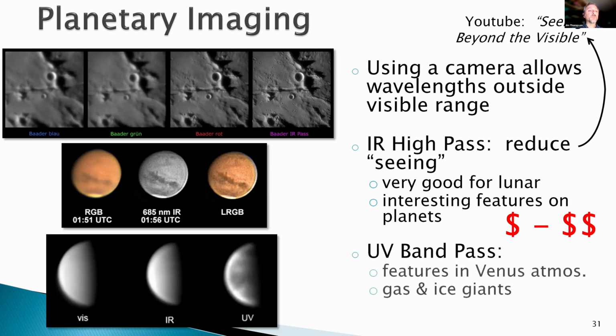UV bandpass filters are also popular for those interested in imaging structure in the clouds of Venus, or for imaging methane distributions in the clouds of the gas and ice giants. There are few vendors of UV bandpass filters, so they tend to be a bit more expensive.